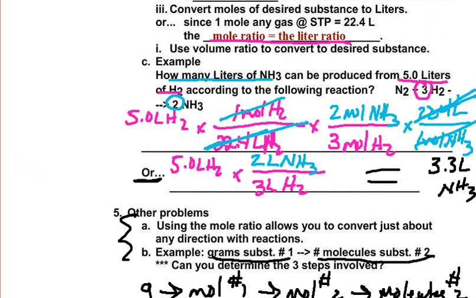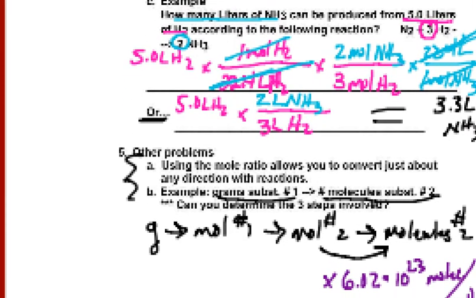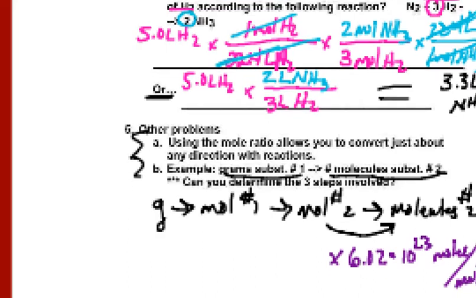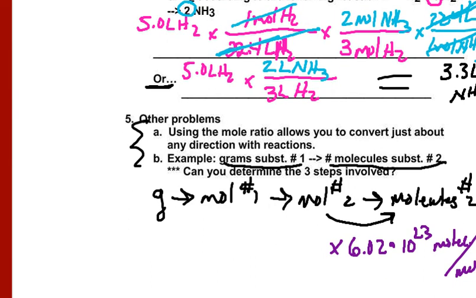And how would we go from moles to molecules? That's going to be times 6.02 times 10 to the 23rd, because we're using molecules per mole. And that's how we get from moles to molecules, which we have from our mole island on the previous sheet.